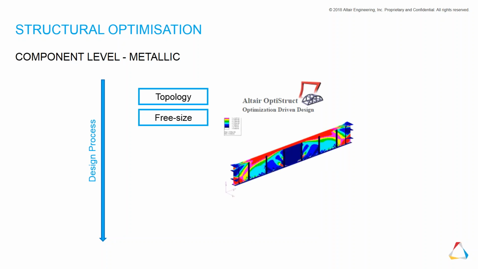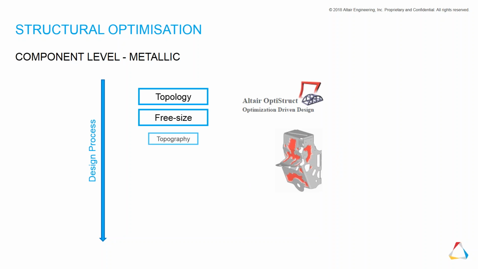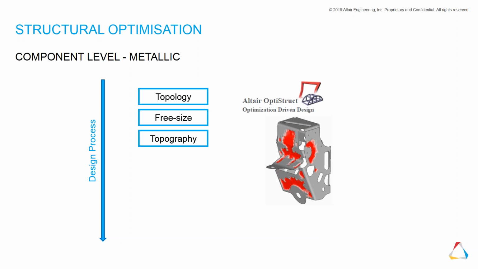From there, if you're looking at sheet metal with stiffeners or doublers, you can use FreeSize to identify areas where you may need reinforcements and support. And then if you're looking at a stamped structure, you can increase the natural frequencies and the stiffness by stamping bead patterns into the structure. And our topography optimizer allows you to pick out the optimal bead patterns very quickly using topography optimization.